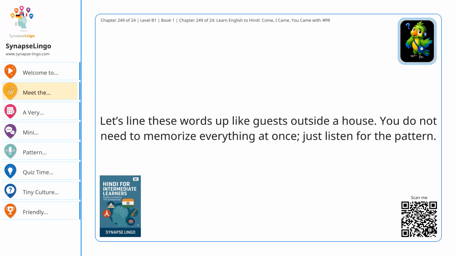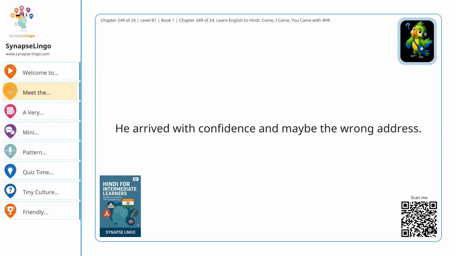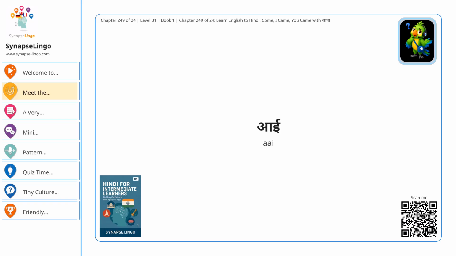Let's line these words up like guests outside a house. You do not need to memorize everything at once, just listen for the pattern. Base verb: come equals आना. Think of movement toward you. I came equals मैं आया. A dramatic entrance is complete. You came equals तुम आए. Finally, we almost ate your dessert. He came equals वो आया. He arrived with confidence and maybe the wrong address. She came equals आई, or in full, वो आए.